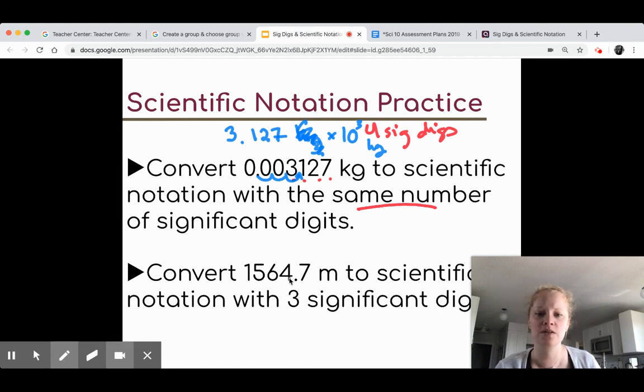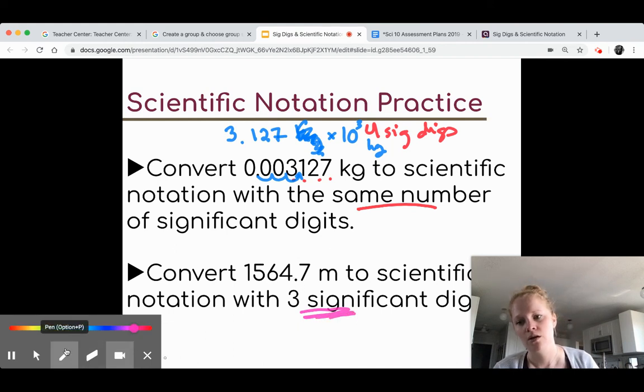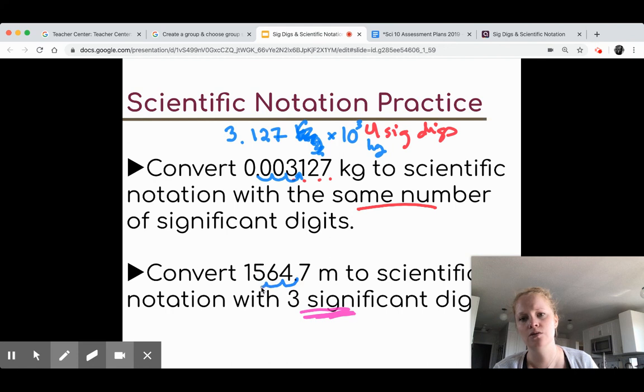Convert 1564.7 meters to scientific notation with 3 sig digs. So that's all I get, just 3. So if I need to convert this into scientific notation, I'm going to move my decimal 1, 2, 3. Okay, 1.5647 times 10 to the power of, and I moved it 3 times. And it is a big number, so it's to the power of 3. Sorry, I forgot the negative on this one. This was a small number, it was negative 3.